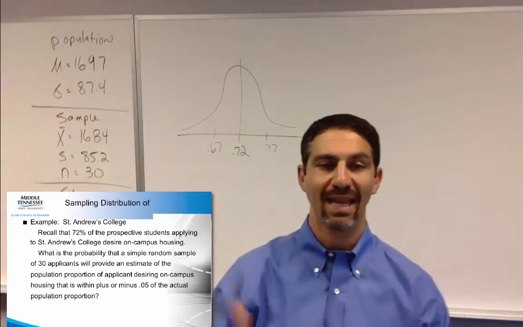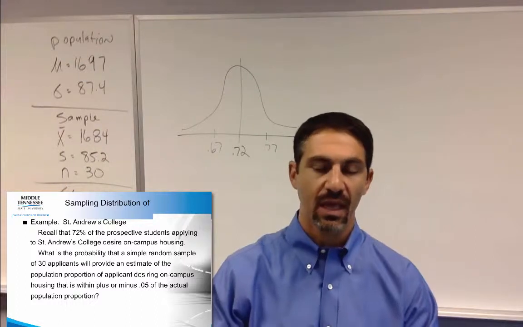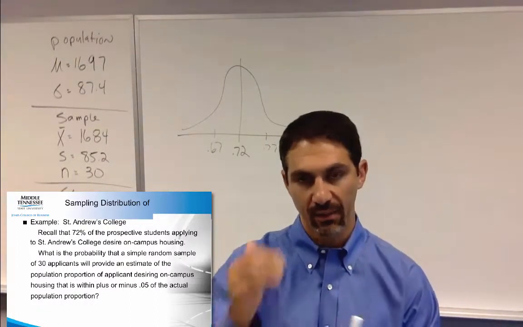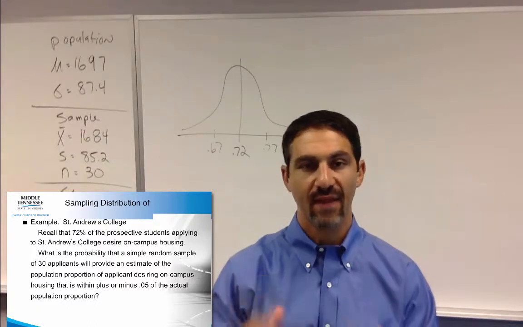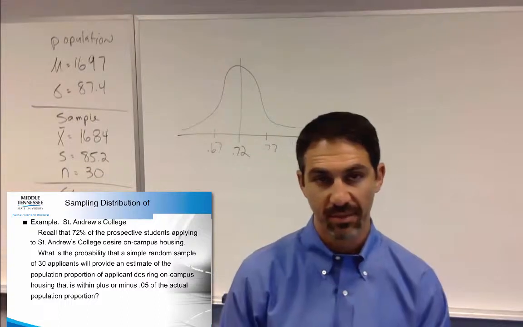Okay, let's take a look at another example. In this one, we're looking at proportions. If we have proportions and meet certain criteria, which I'll show you on the next slide, then we can use proportion data with z-scores to come up with these probabilities.